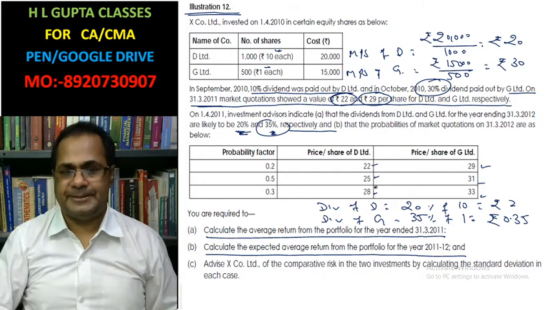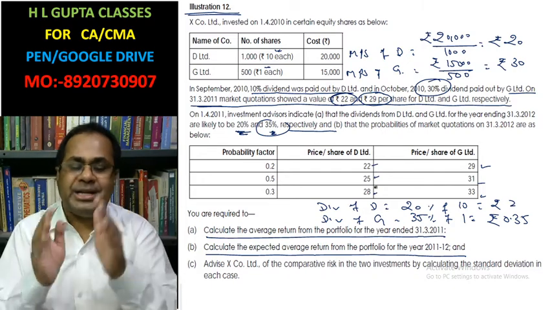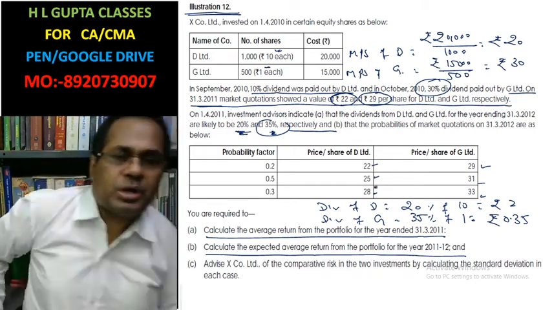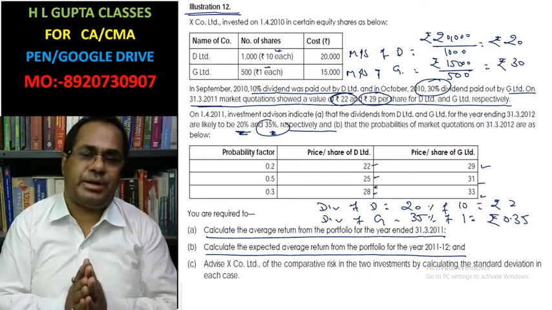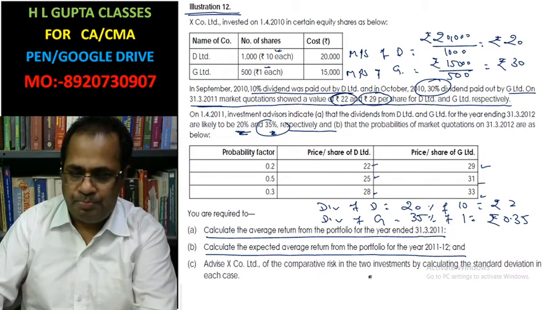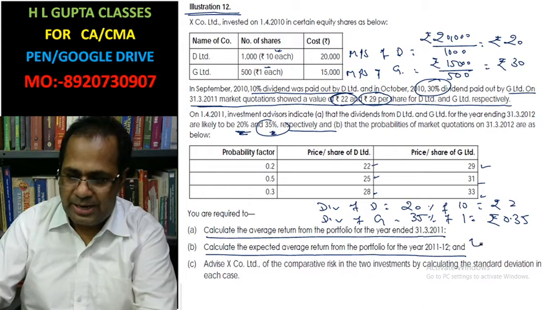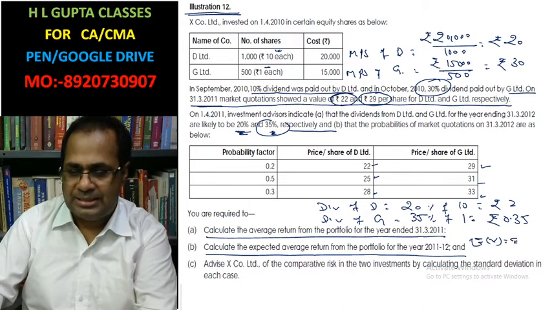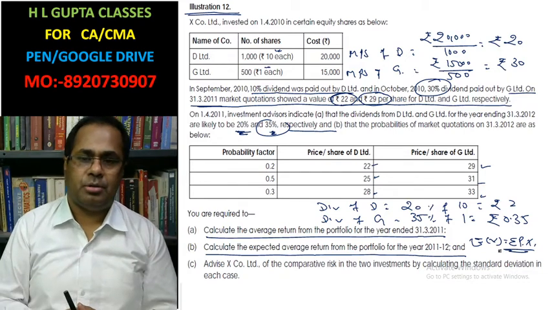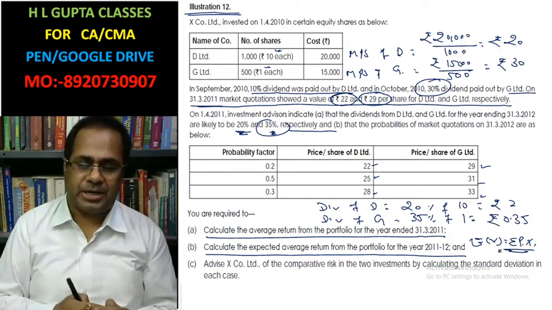In this case, when a probability distribution is given, to calculate returns you have to calculate expected return. You have to calculate the expected return, which is equal to the summation of probability pi times xi. This is the return. So first you have to calculate return, thereafter you calculate expected return.